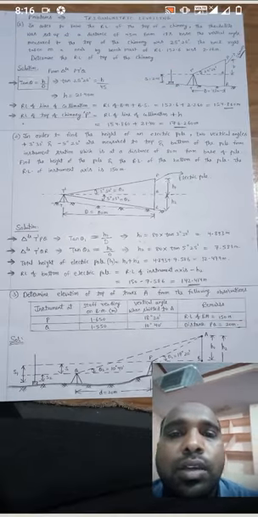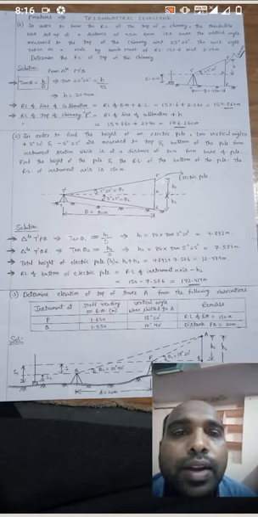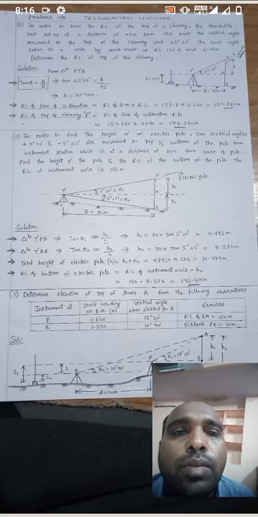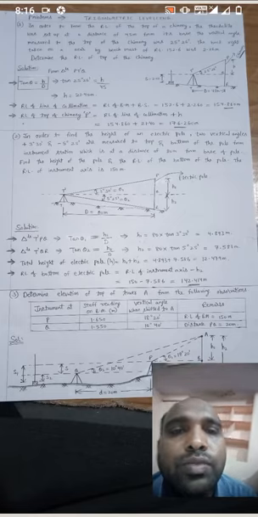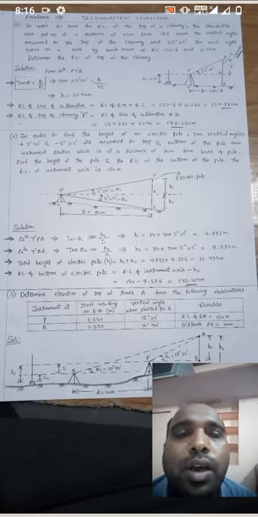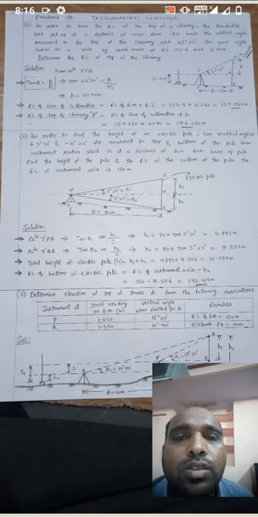Next, second problem. In order to find the height of an electrical pole, two vertical angles, plus 3 degrees 30 minutes and minus 5 degrees 25 minutes, are measured to top and bottom of the pole from an instrument station which is at a distance of 80 meters from base of the pole. Find the height of the pole and RL of the bottom of the pole. The RL of the instrument axis is 150 meters. Okay, so it is from the question.